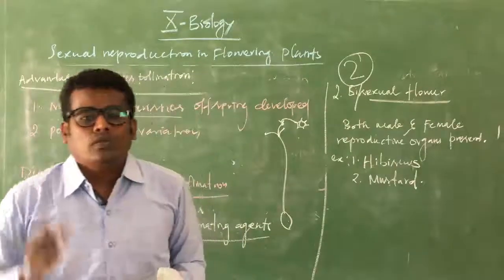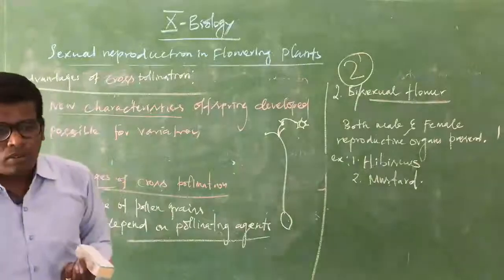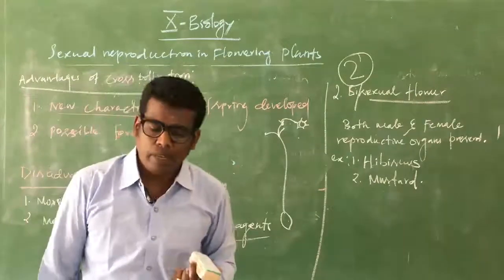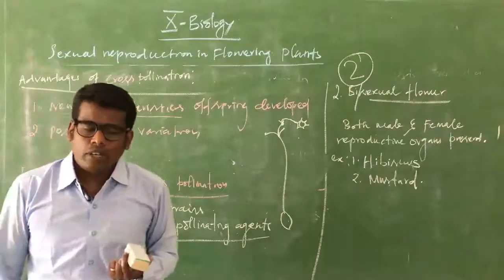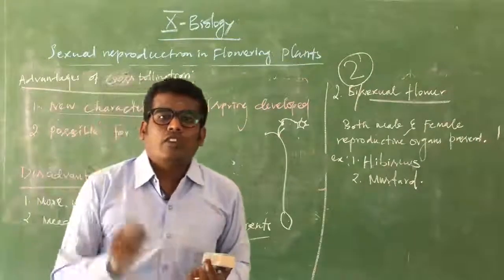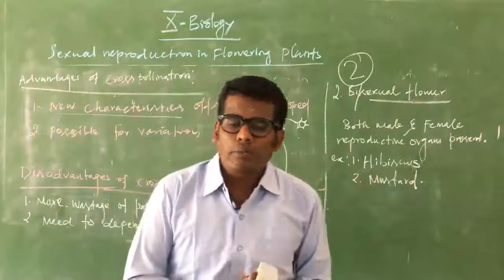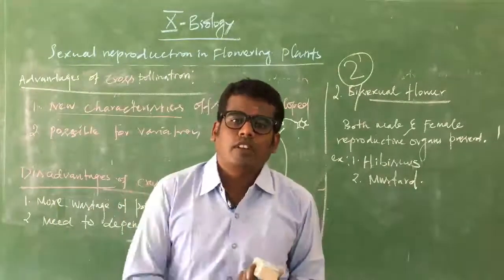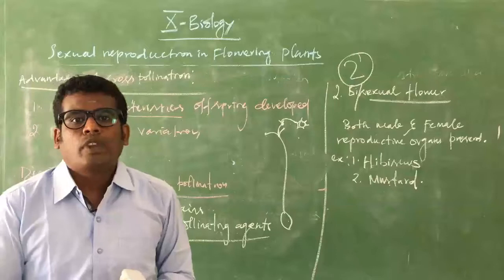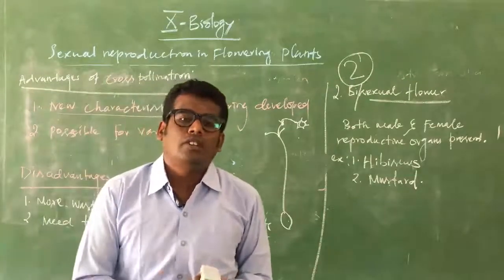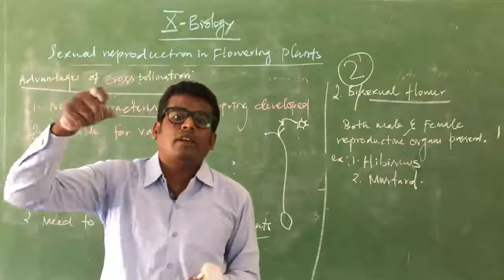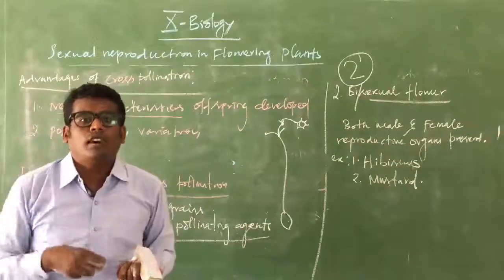Now we have discussed the parts of the flower. What are the parts? Petals, sepals, stamens, pistil. The stamen is the male reproductive part of the flower and the pistil is the female reproductive part of the flower. The pistil comprises stigma, style and ovary. The pistil is present in the center part of the flower.